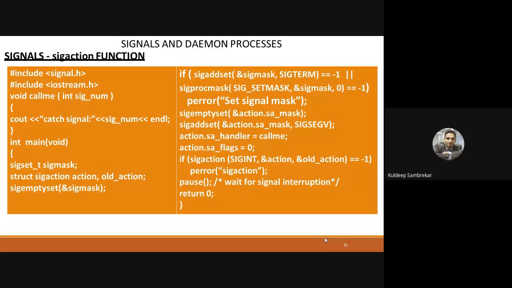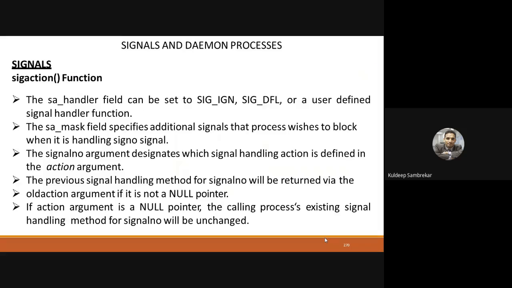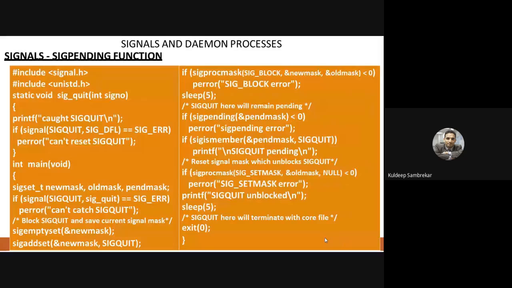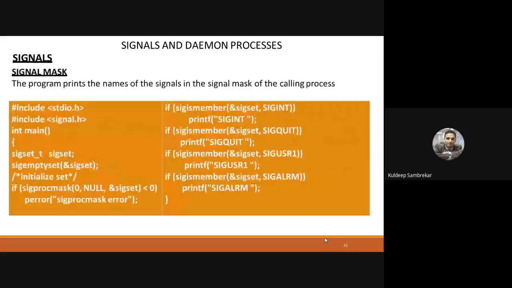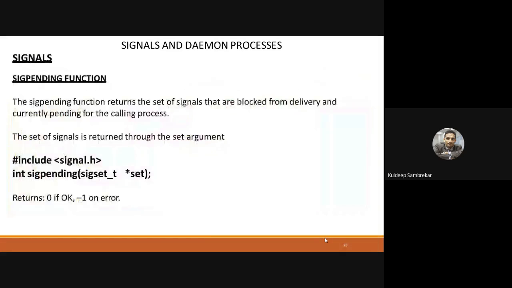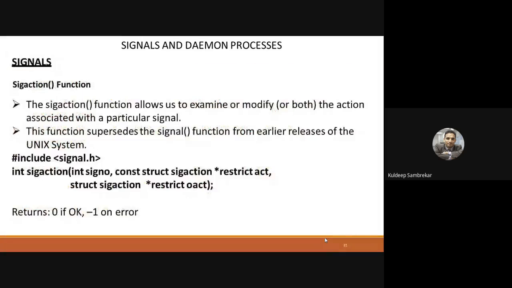That is what it does, the sigaction function. So if it is asked in the exams, if you look at the textbook, it has a very big program given. I just tried my best to make it simple. So what is here? Sigaction is a function which allows us to examine or modify the action of a particular signal.